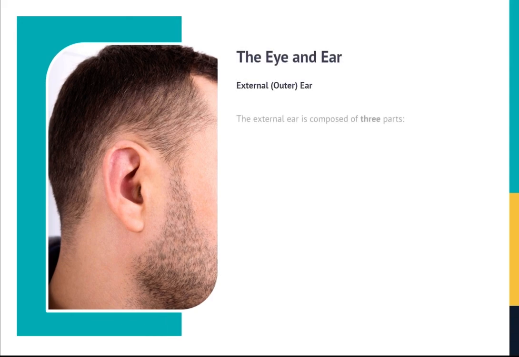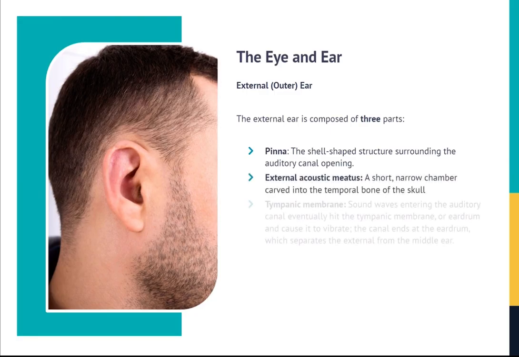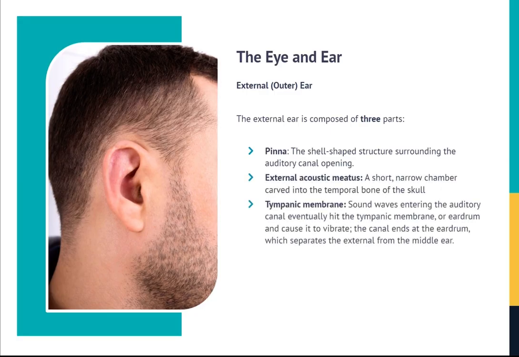External, outer ear. The external ear is composed of three parts. Pinna, the shell-shaped structure surrounding the auditory canal opening. External acoustic meatus, a short, narrow chamber carved into the temporal bone of the skull.